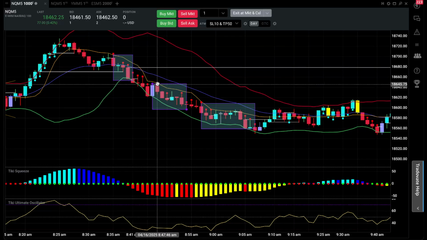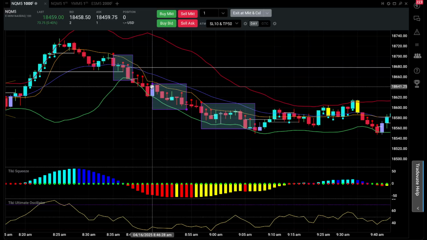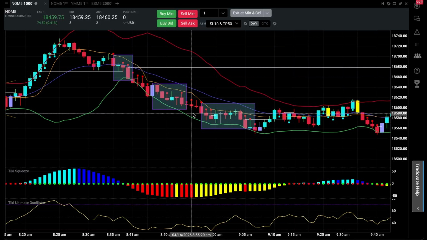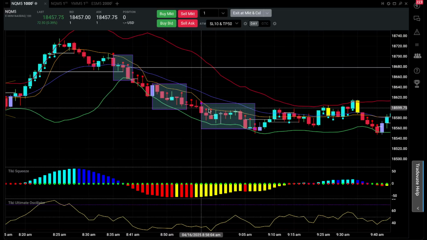Now it didn't touch the comma, but I wanted to get in on that, so I remember going 50 points there. So I think I got in lower though. It wasn't that far up, so it was here, so I'd be finished right about here. But here's another good pullback. Price staying below the comma, pulls back to the comma right here.